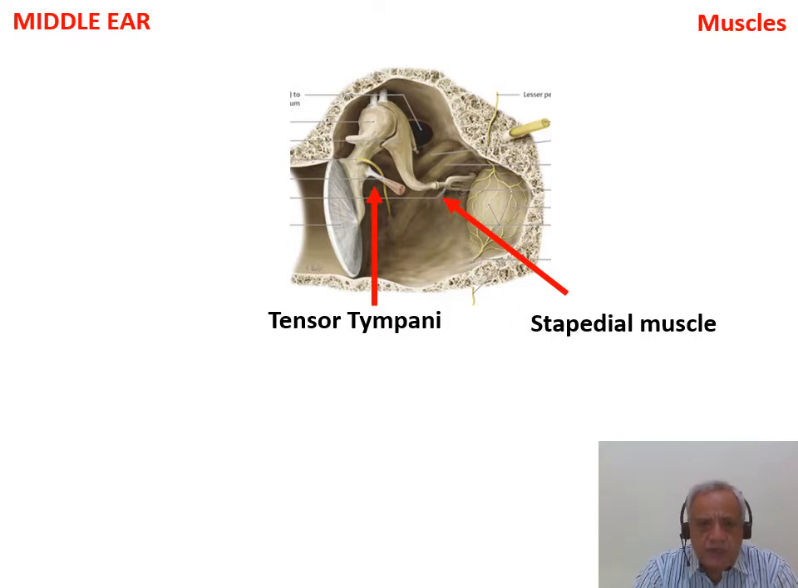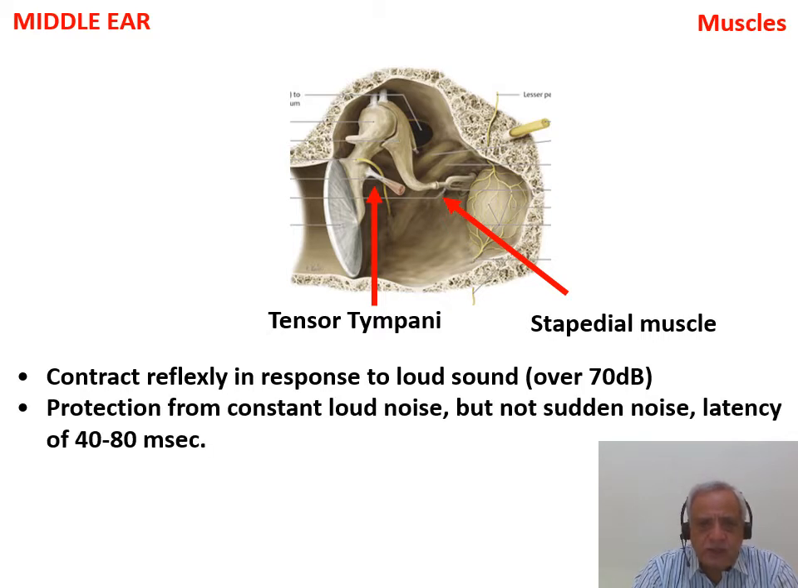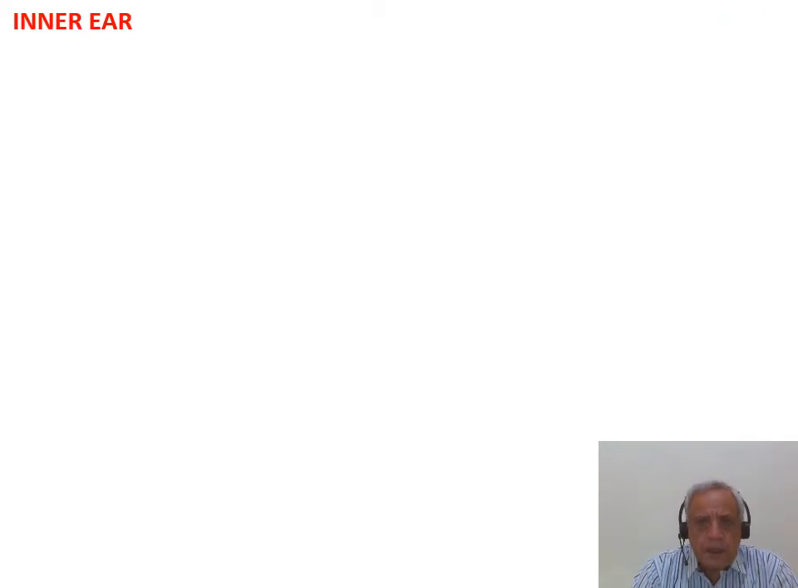These two muscles will reflex only with loud sound, when the sound is above 70 decibels. Here we speak about the decibel, which is the unit of intensity. The main function of this is protection of the inner ear from high sound. So if there is a continuous loud sound, the tensor tympani and stapedius muscle will contract, preventing this sound from damaging the inner ear.